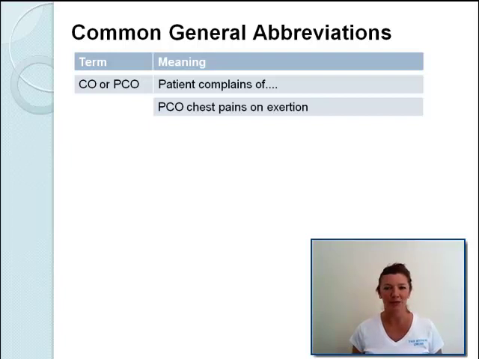Patient complains of. If you imagine that you are the patient going in to see the doctor, and you sit down and you have your chat, the doctor may note down something like PCO, chest pains on exertion. So the patient has complained of chest pains when they're walking or doing any sort of exercise.